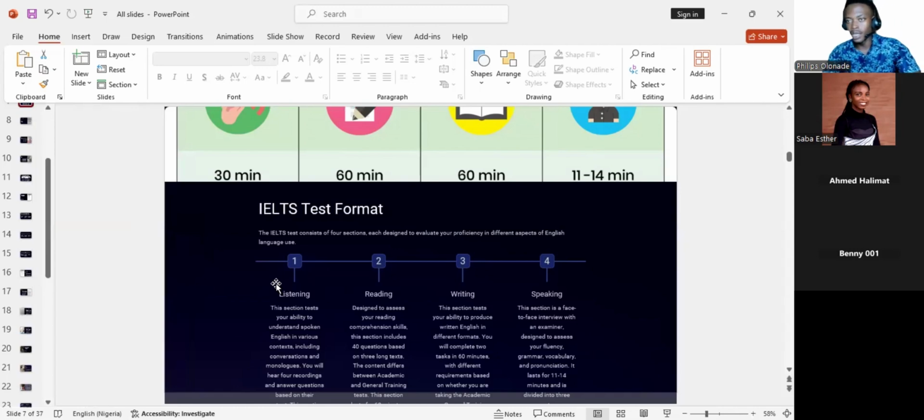IELTS is divided into 4 sections. We have the listening, the reading, the writing, and the speaking. Basically, you'll be tested on your ability to pay attention to a recording and answer questions based on the recording.